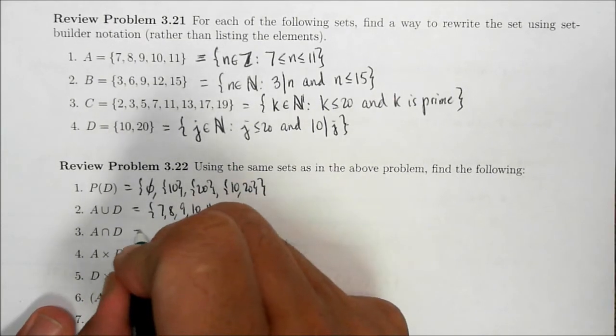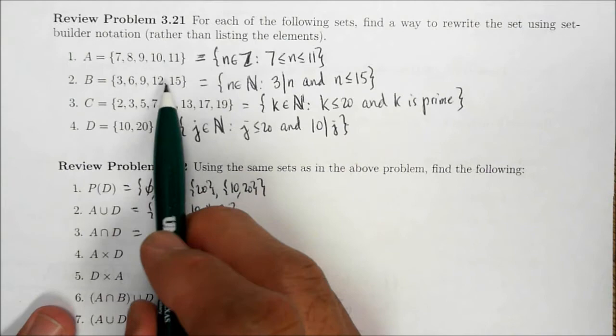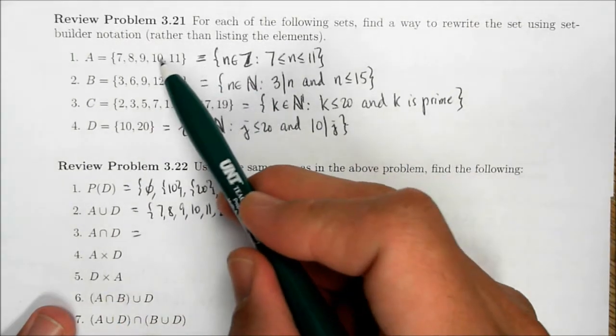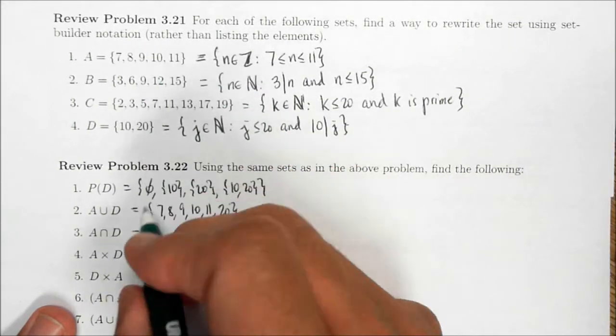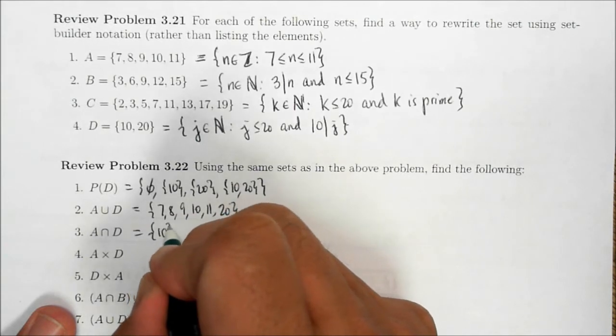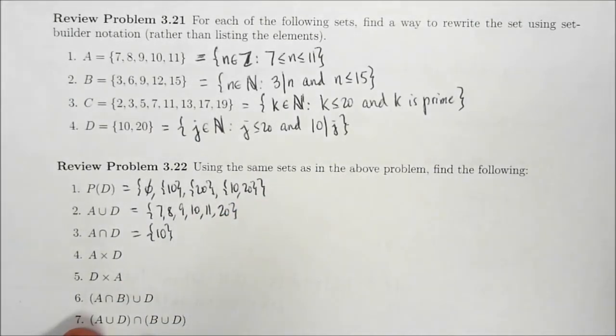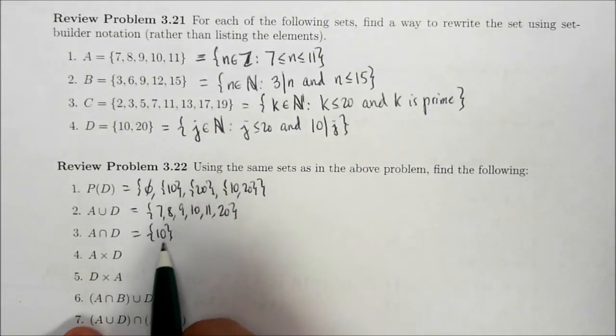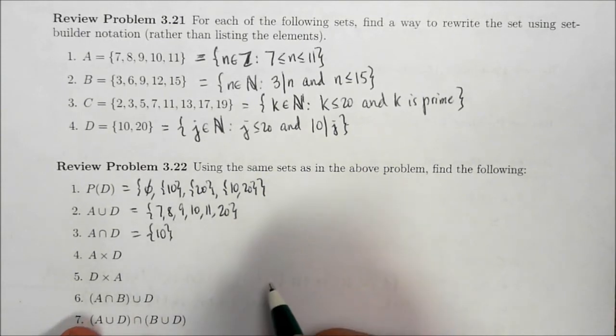A intersect D. A intersect D is the set of everything that's in both A and D. And as we just saw, 10 is common to both, and that's it. And so A intersect D is the set containing 10. Notice it's not the number 10, it's the set that contains 10.